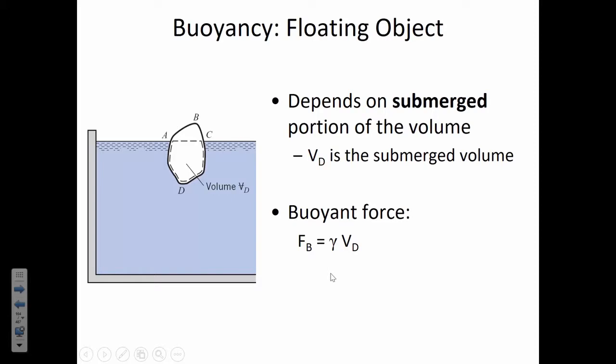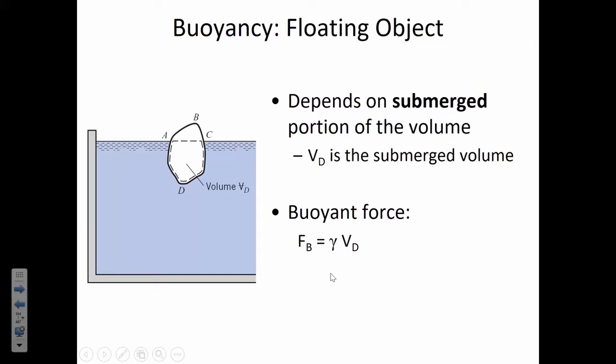Now, if you were told the density of that object, let's say it's a piece of wood, in a problem like this you'd be given the density of the wood and then the overall volume. You'd use that to find the weight. So the weight comes from the overall volume. The buoyancy only comes from the submerged volume.